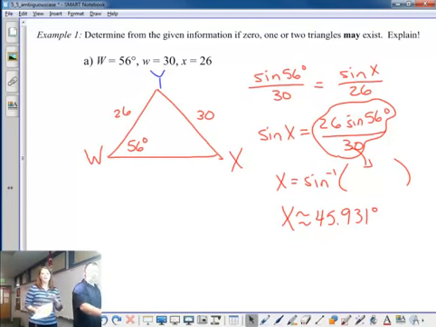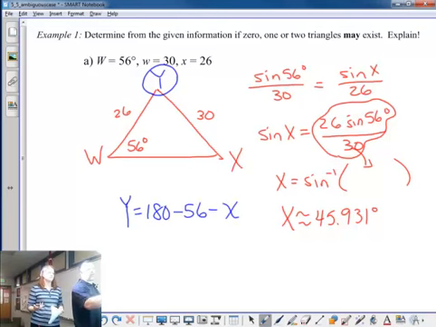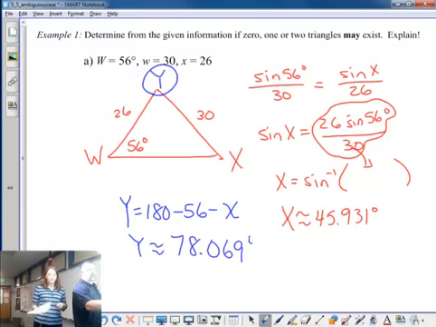So the next thing you would find, just like last night's homework, is angle y. To find angle y, you're going to say 180 minus the two angles you already know. So y is going to equal 180 minus the 56 and minus the capital X. When you do that, you're going to get 78.069.